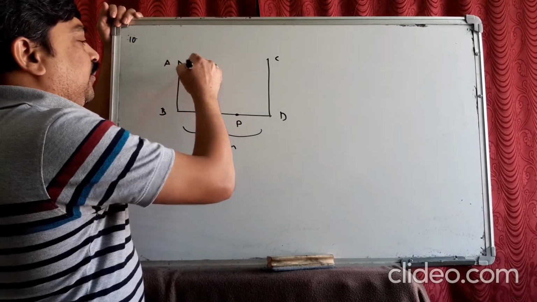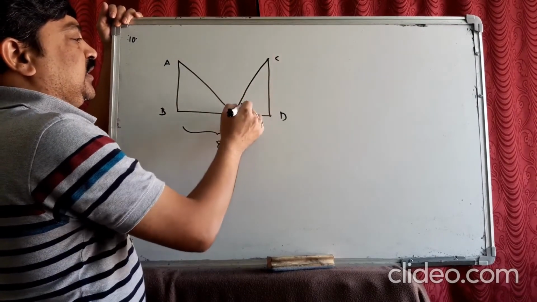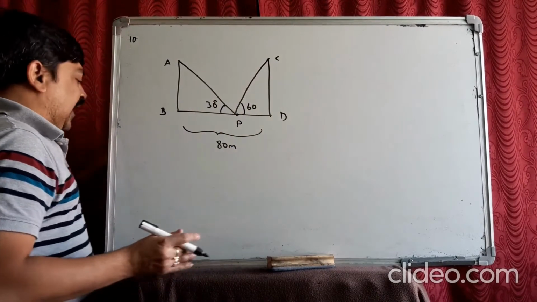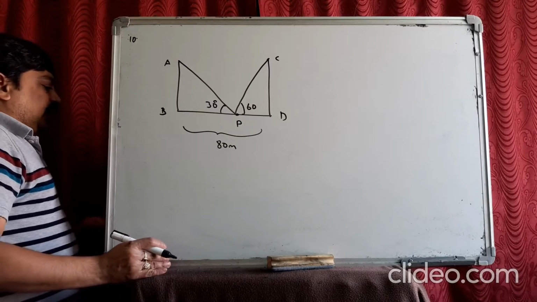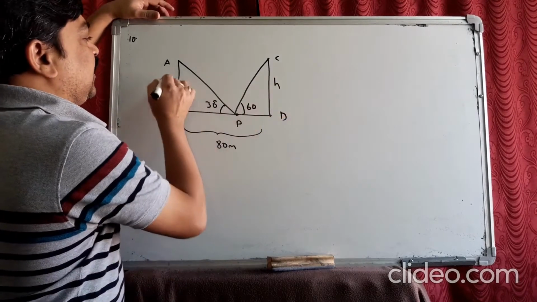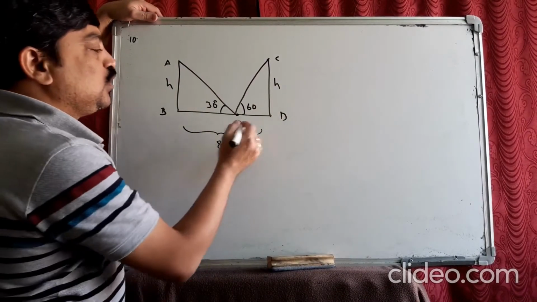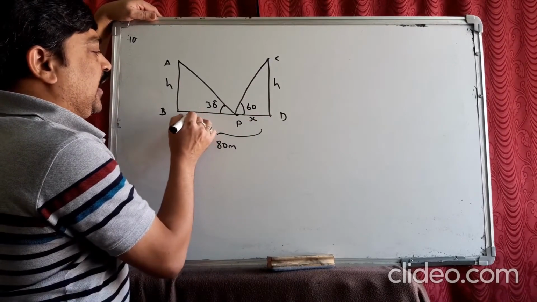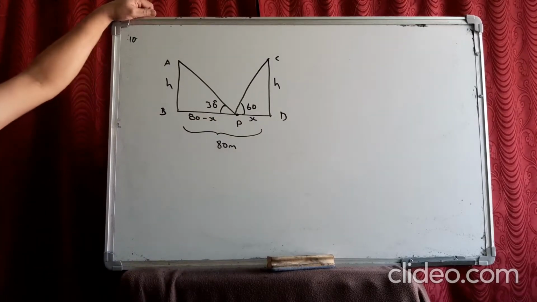From a point between means anywhere on the line. One is angle 60 and one is angle 30. The angle of elevation of the top of the towers are 60 and 30 respectively. Find the height of the poles and distances of the point from the places. Height, if it is h, this will be h because two poles of equal heights. And also distances. If I take this distance as x, this will be 80 minus x because the total distance is 80.